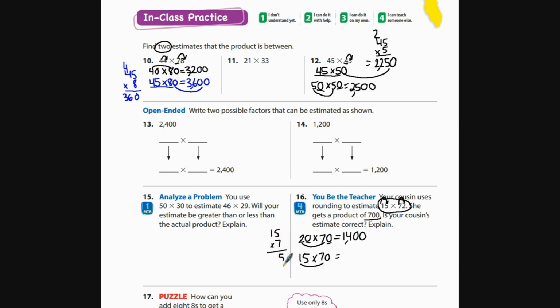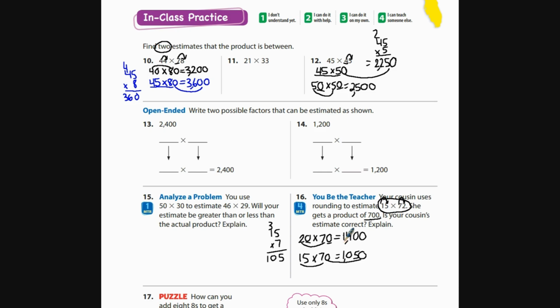5 times 7 is 35. Carry the 3. This is 7 times 1 is 7. Well, 7 plus 3 is 10. This is 105. 105. And then add a 0. Well, she gets a product of 700. I still think that I don't know about that.